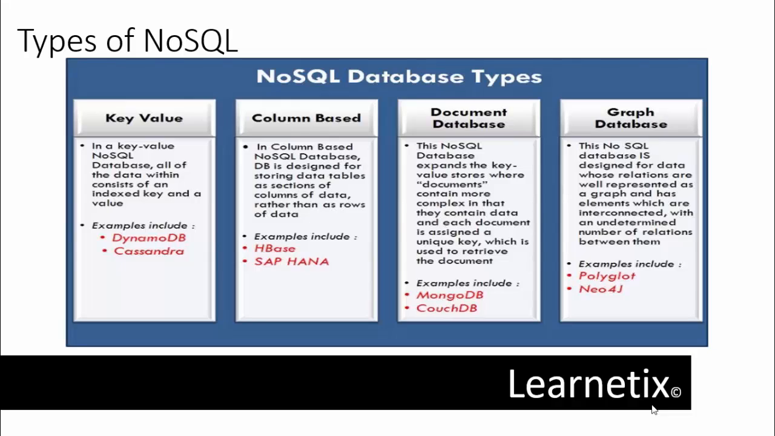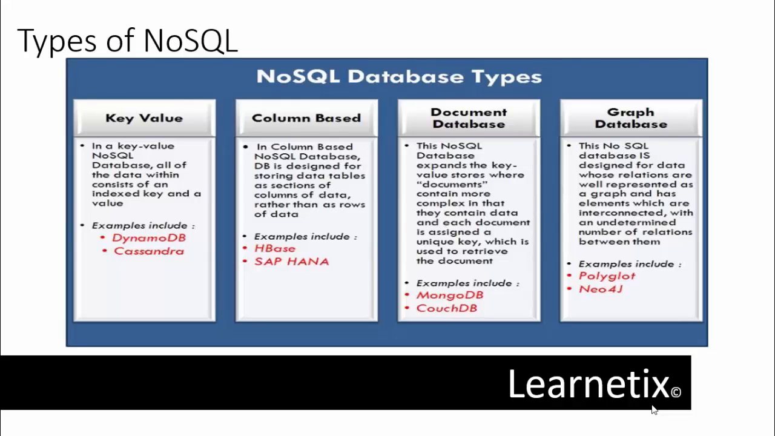We have to understand how many types of NoSQL databases are currently working in the field. There are mainly four different types. The first is the key value database, the second is the column based database, the third is the document database, and the fourth is the graph database. So what is the actual meaning of a key value database? In a key value NoSQL database, all the data consists of an indexed key and a value. For example, DynamoDB and Cassandra.